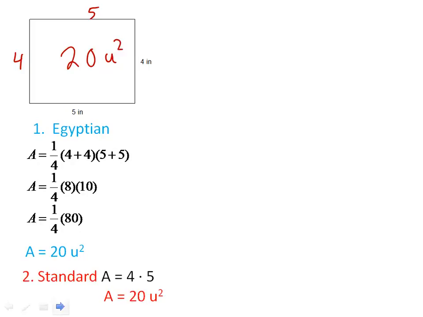Well, if we use our standard length times width formula for area, we get the same thing. So in this case, the Egyptian formula did calculate the area correctly. And now let's look at the other one.